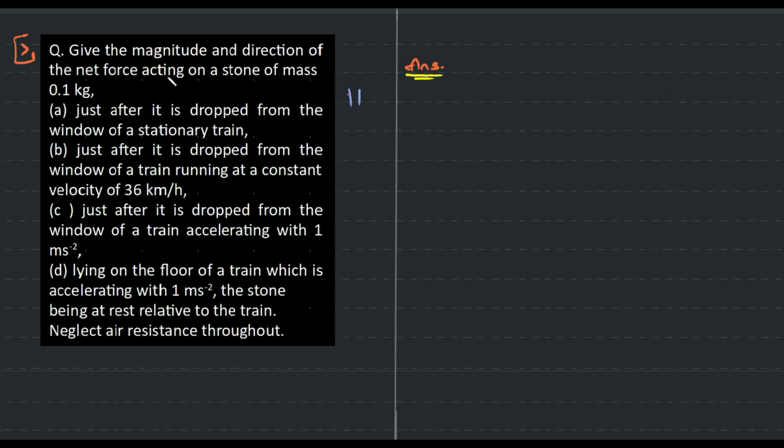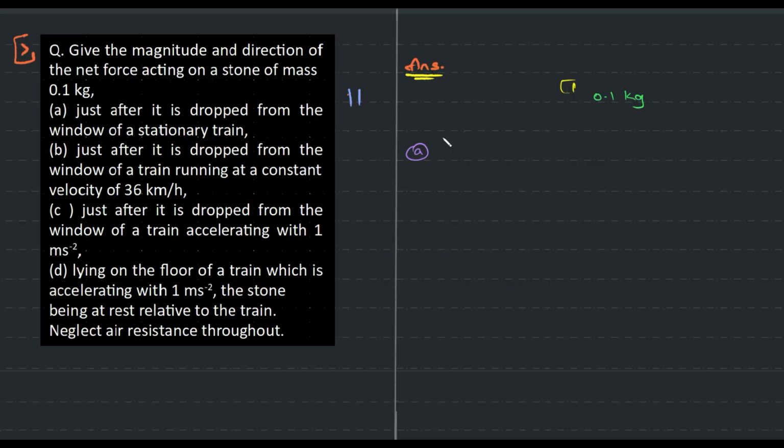Okay, so we have a stone with a mass of 0.1 kg. We need to find the magnitude and the direction of the net force acting on the stone just after it's dropped from the window of a train station.